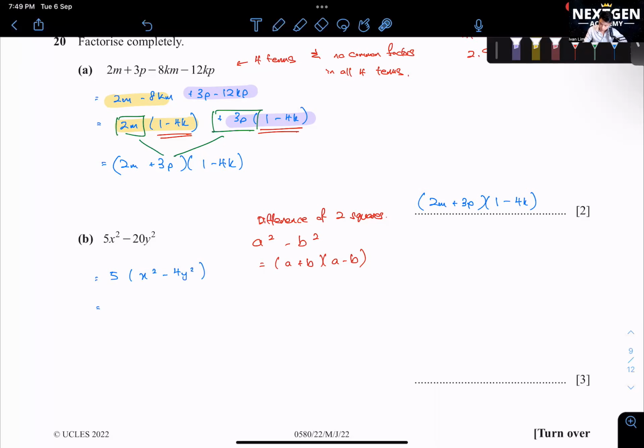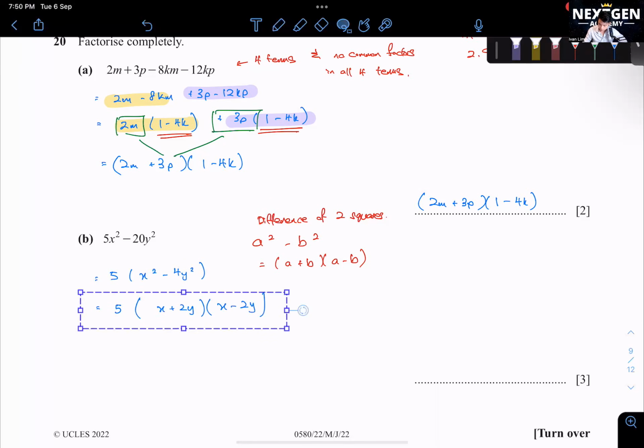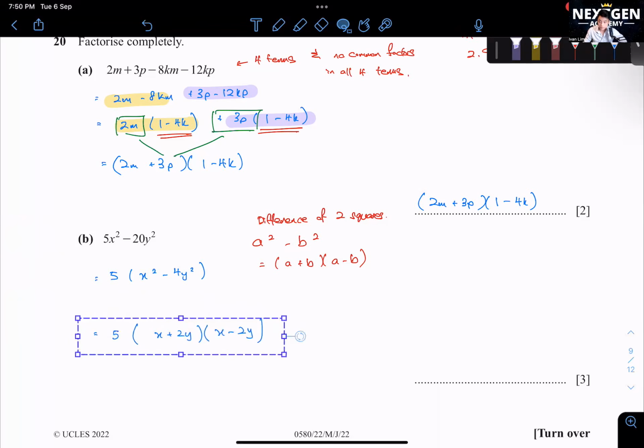Then you see here, this one is a square number. This is a square number. Okay, so how do I write it? 5x plus 2y, x minus 2y. Okay, maybe I add another line. This is the explanation of it.